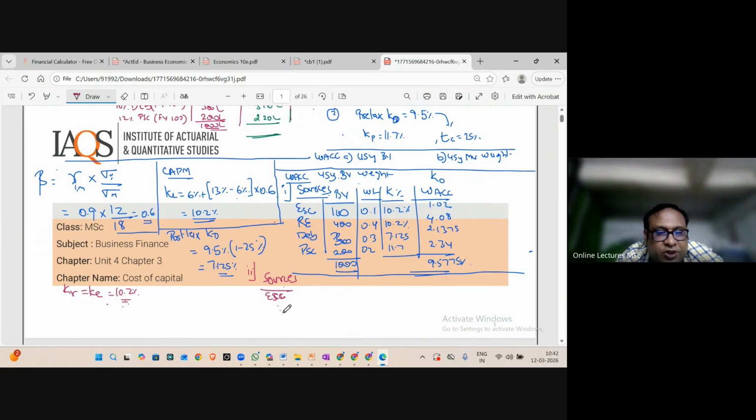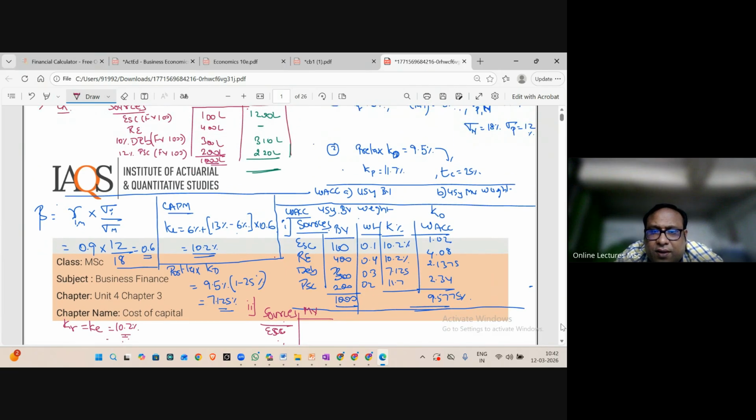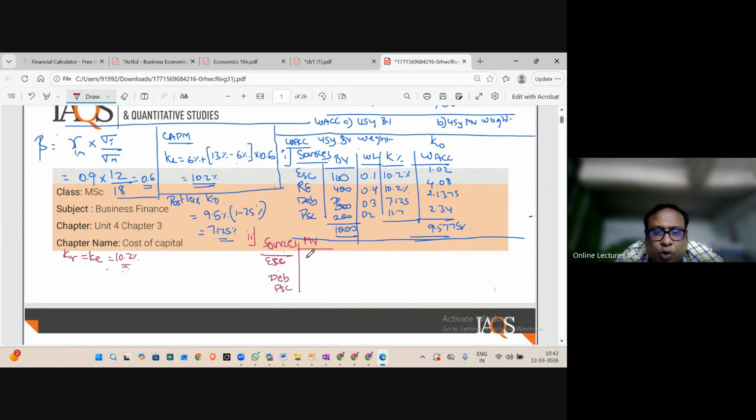Hear me out, be patient. Debt and PSC, we write the market values. The market values, I remember, were 1200, 310, 220. Instead of ESC, I can write equity market value. So this total becomes 1730. Then we need to find the weights the way we did previously, and the K we had already found, and we'll find the WACC.